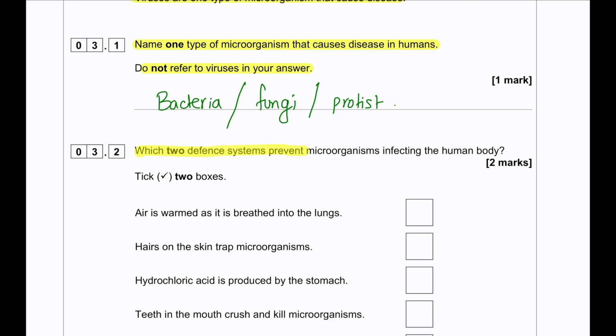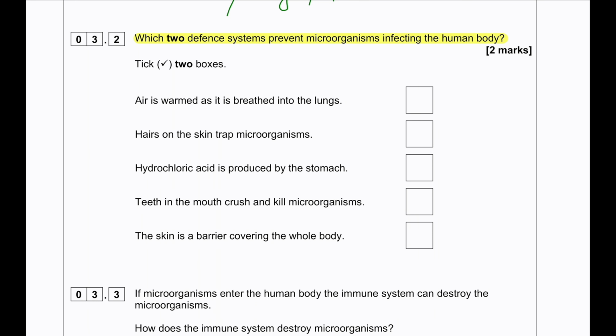Which two defense systems prevent microorganisms infecting the human body? Now, the first option is air is warmed as it is breathed into the lungs. Well, when the air is warmed and breathed into the lungs, it gives us comfort of that warm air being breathed in along with the moisture that comes with the warm air. Hairs on the skin trap microorganisms. Now, our skin by itself is a barrier, so the hair on the skin is not as important.